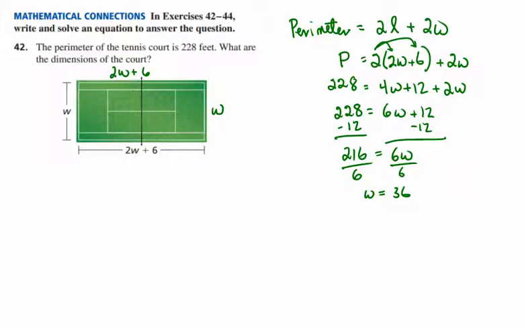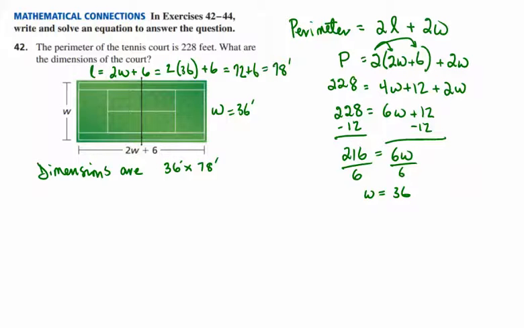The question is, what are the dimensions? So we know what the width is. The width is 36, and the units of measure are feet. For the length, however, we need to multiply to figure out what that is. It's 2 times 36, then plus 6. 2 times 36 is 72, plus 6 gives us 78 feet. So the dimensions are 36 feet by 78 feet.